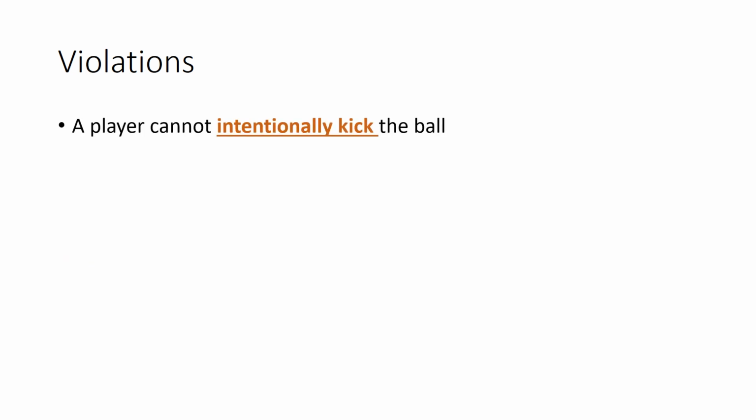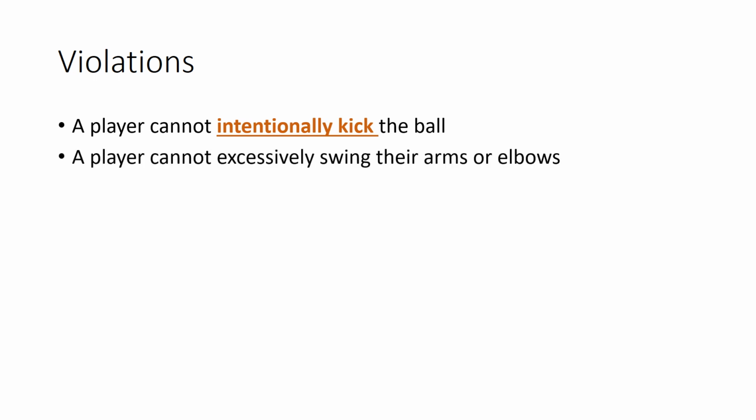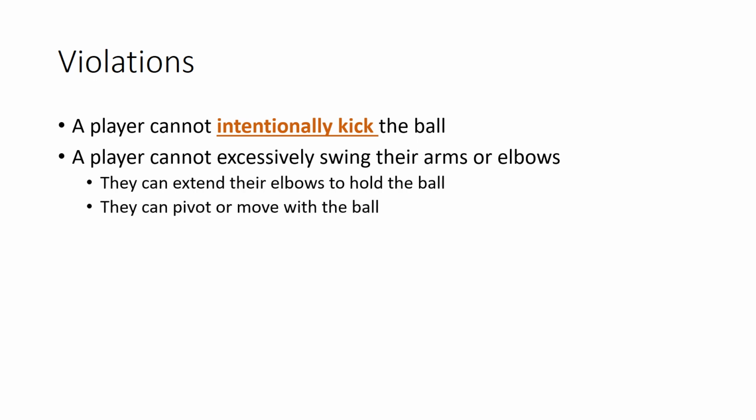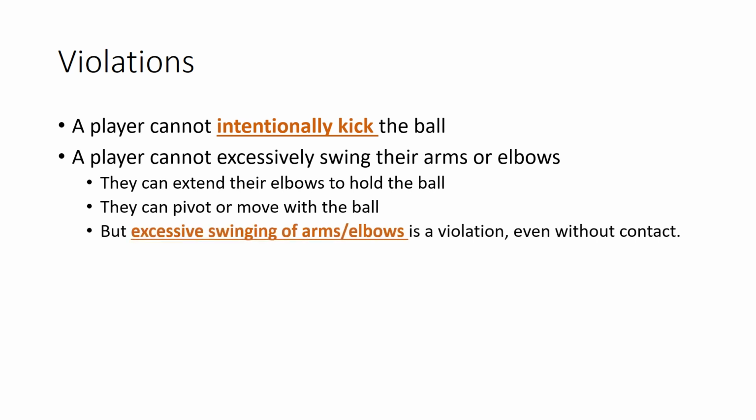A player cannot intentionally kick the ball. This is a violation as well. A player cannot excessively swing their arms or elbows. They can extend their elbows to hold the ball. They can pivot or move with the ball. But excessive swinging of the arms and the elbows is a violation, even if there's not contact.